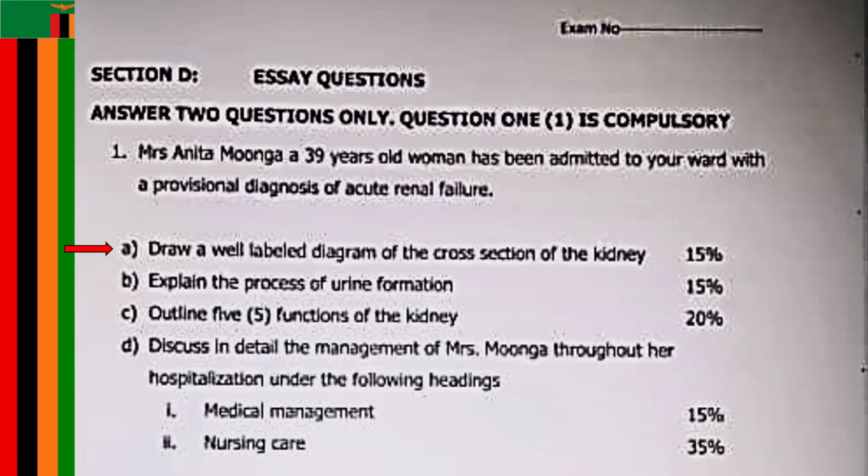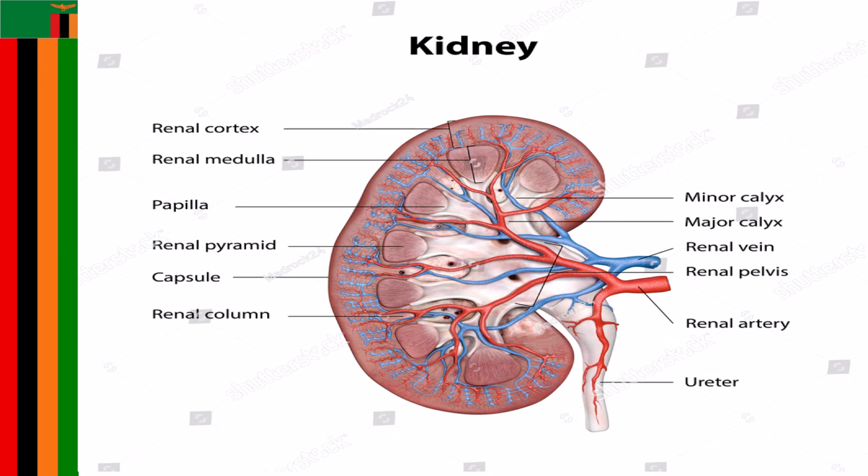Now going back to our question A. Question A was saying draw a well-labeled diagram of the cross-section of the kidneys. So at least you need to have a diagram that looks like this one. Whenever you are drawing a diagram, you need to write the heading. So for example, you say the diagram of the kidney. The heading alone carries 2 marks just by writing the heading before you even draw the actual diagram.